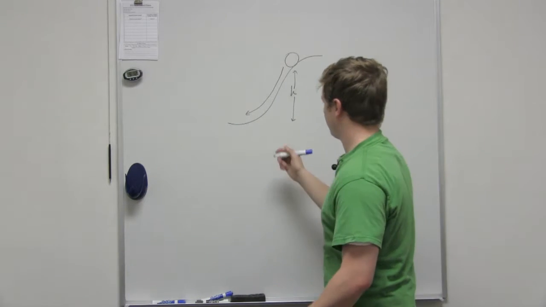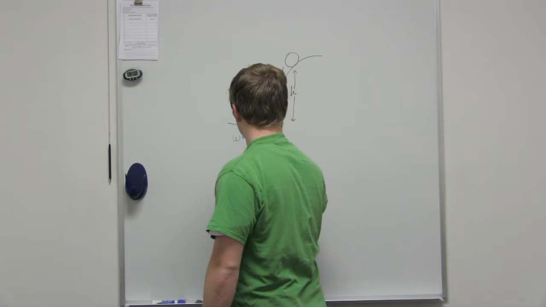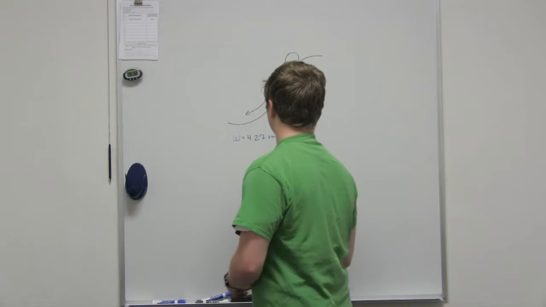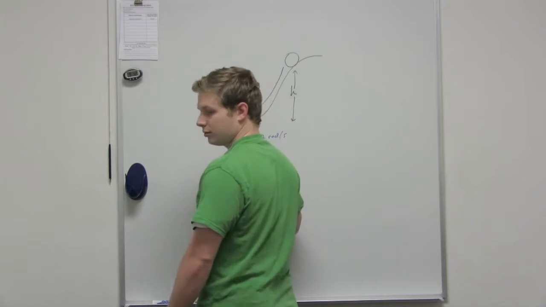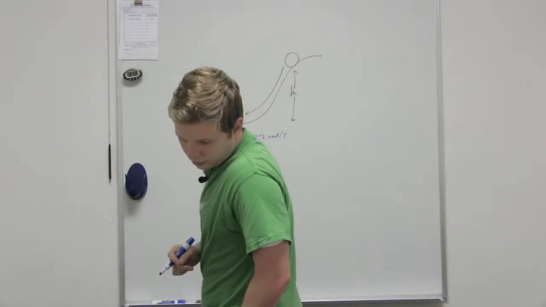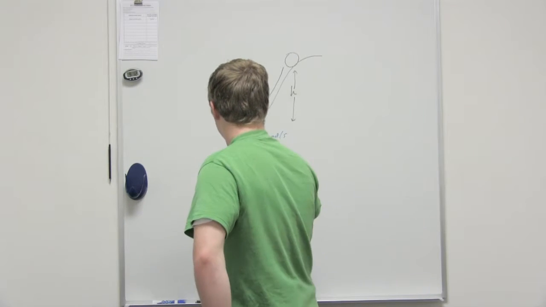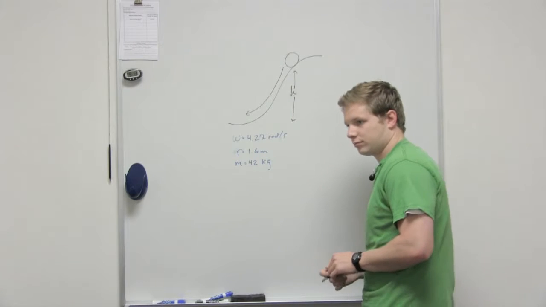Okay, so what do we know? We know angular velocity at the bottom, 4.27 radians per second. And then we have the radius of the disc, which is 1.6 meters. And then its mass is 42 kilograms. And we need to see how high it started.